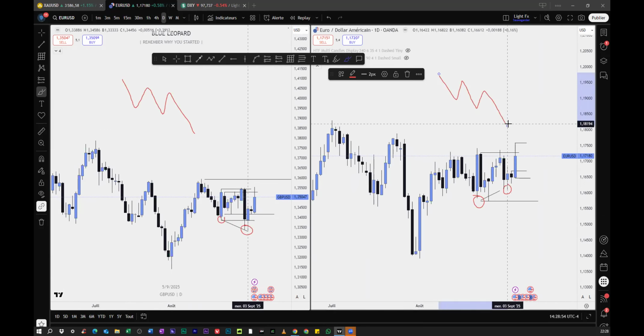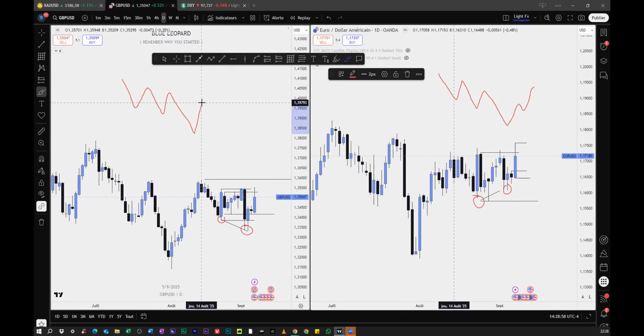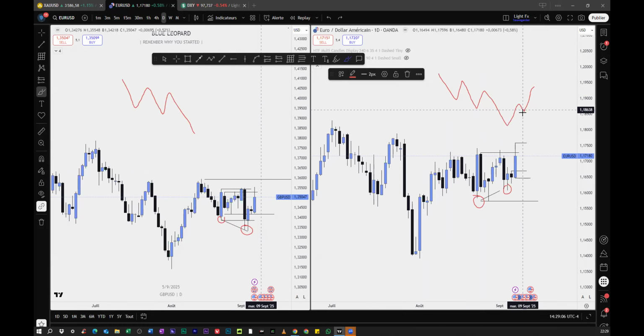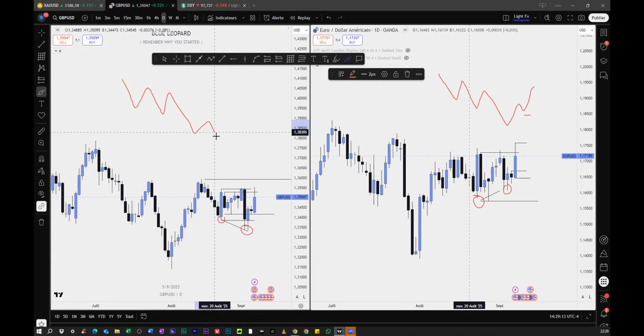And now at some point, when price creates a higher high here, and here it doesn't create a higher high, it creates a lower high. No, this is not a lower high actually. This is a higher low, okay? And from here, it creates a lower low, okay? You see?